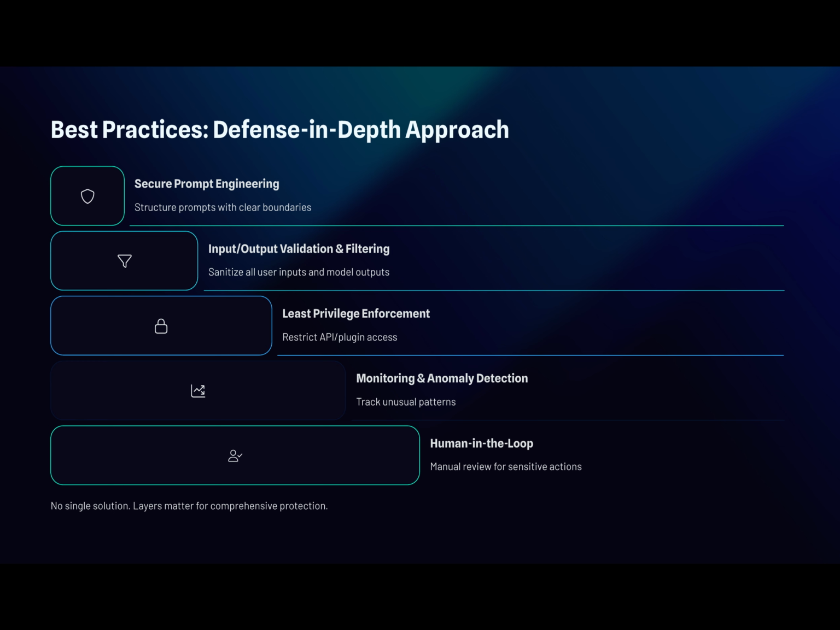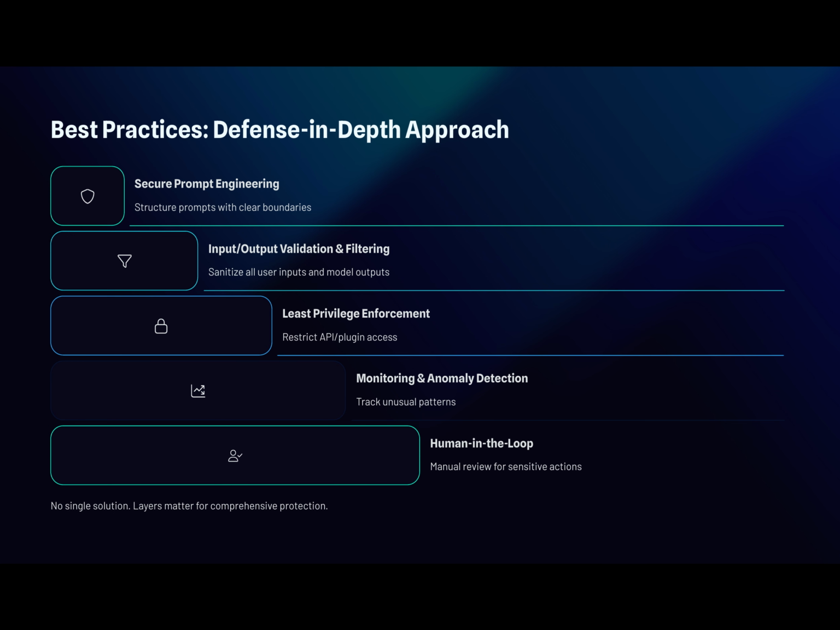Defending against prompt injection attacks requires a defense-in-depth approach, combining several strategies to create effective layers of protection. The first practice is secure prompt engineering. This means carefully structuring your prompts with clear boundaries between what the system controls and what the user provides, which helps prevent accidental blending of instructions. Input and output validation is also critical. Always sanitize both user inputs and model outputs to catch potentially harmful content before it can cause issues.